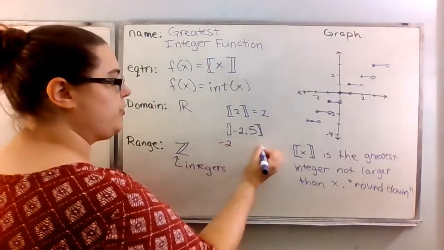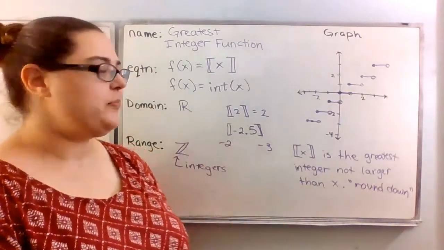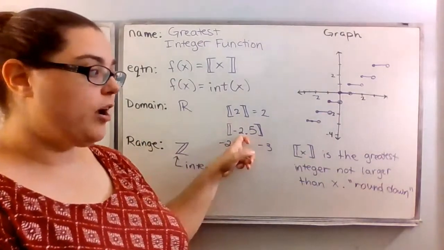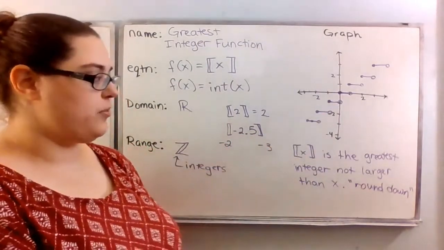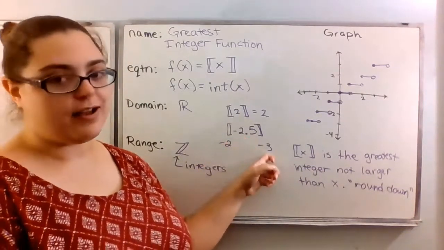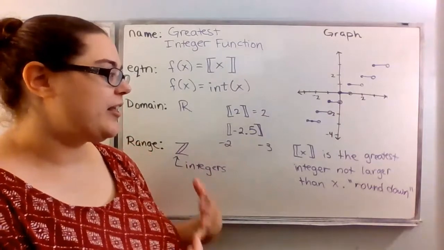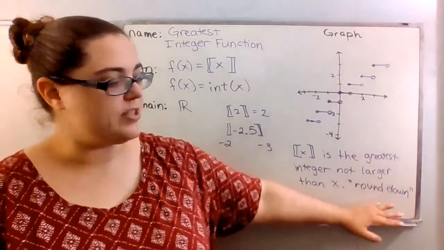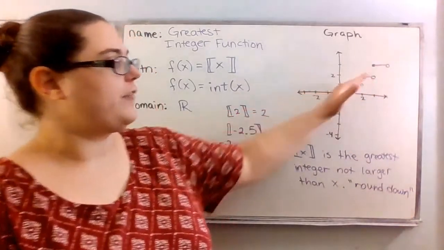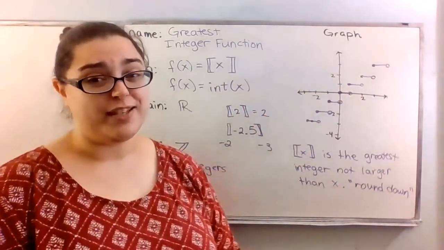If I compare this to -2 and -3, with negative numbers, your greater than and less than get reversed, remember? So -2 is greater than -2.5. I want the greatest integer not larger than the number I've been given. So the greatest integer that's not larger than -2.5 is actually -3. This is why just thinking "round down" can be a little bit misleading. It's great for the positives, and if you follow the pattern, then you'll be okay. But if you just have a negative number, it can be a little bit confusing.